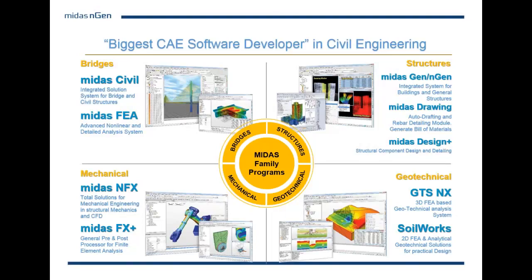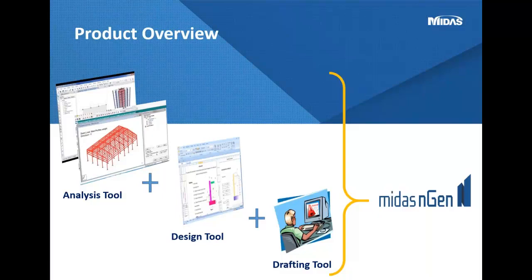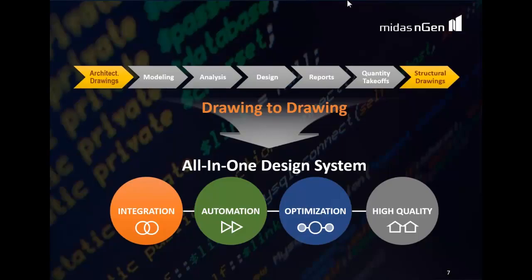Alright, now let's go ahead with the introduction to MIDAS nGen. MIDAS nGen is our next generation solution for building analysis and design. The software consists of an analysis tool, a design tool, as well as a drafting tool. So one need not go for multiple software solutions, just get MIDAS nGen and do it all in one. MIDAS nGen is basically an all-in-one design system.